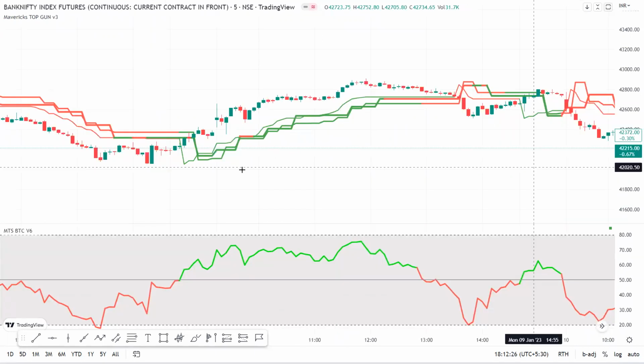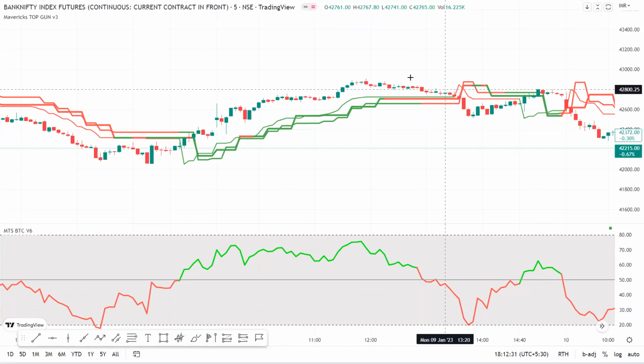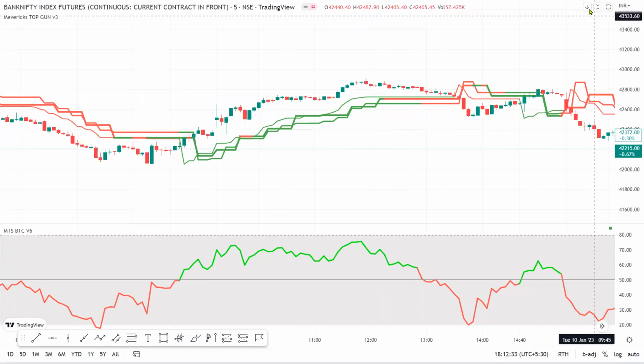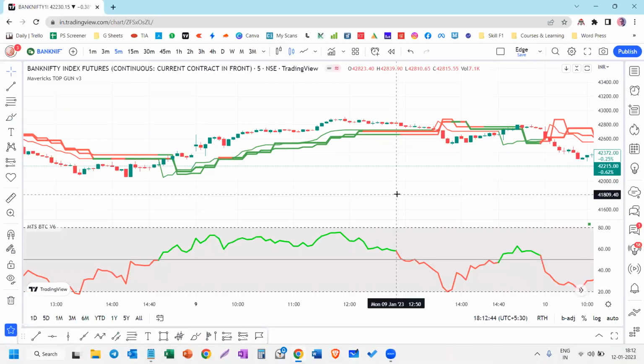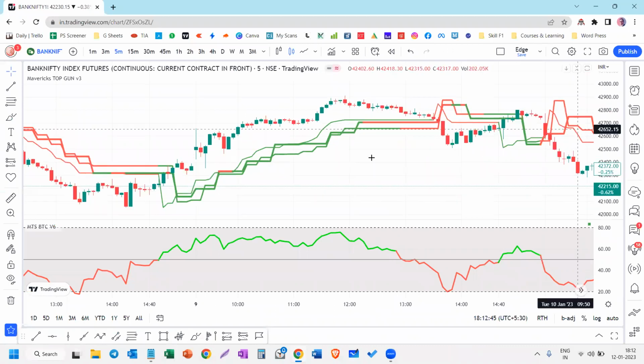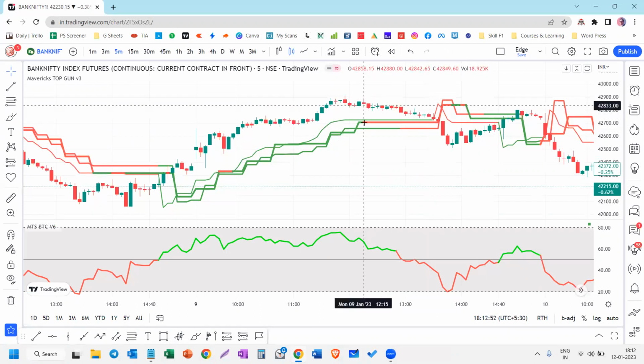Now, let's understand what to do when all 3 are not in the same color. Simple answer, right? What are you going to do? You're going to not trade, right? Because it's creating confusion. It means all 3 time frames are not in the same trend.